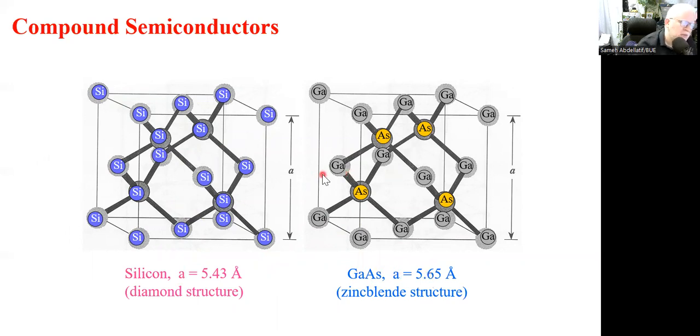As you can see, from an atomistic perspective, both are most likely the same. However, in a diamond structure, all atoms belong to the same material, while in a tetrahedral structure, it's a mixture of 2 different materials, as you can see.